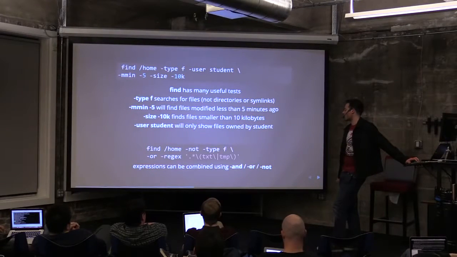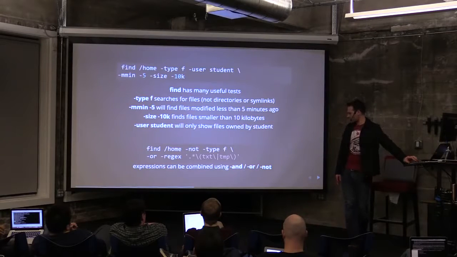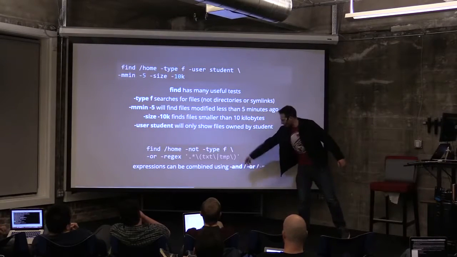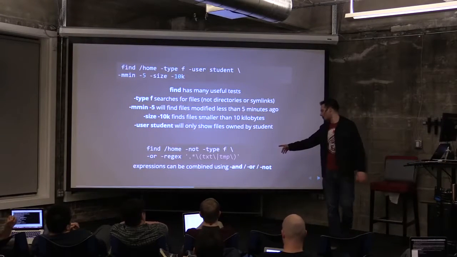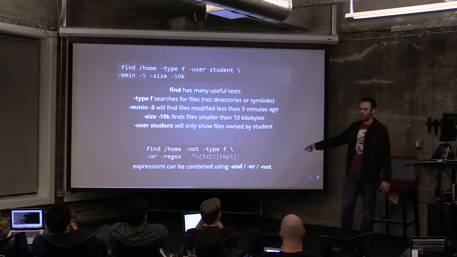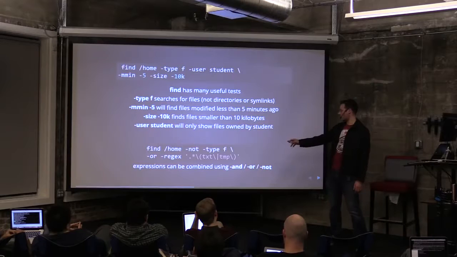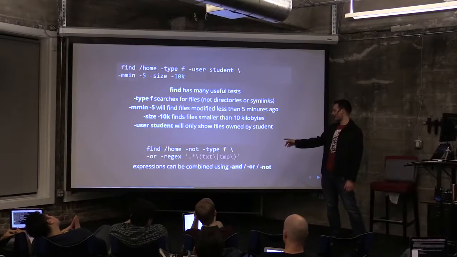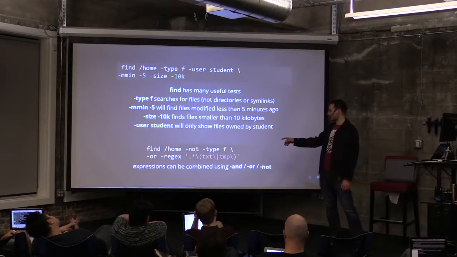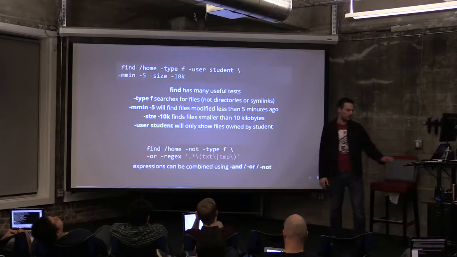You can also use regex, which I wouldn't recommend because they're really weird with find. You use the Emacs style regex, so you have to escape all the special characters. But basically, you can also use logical operators like and, or, not, just by supplying them as another argument to find. So this command would find anything that is not a file or that has an extension of text or temp in the home directory.